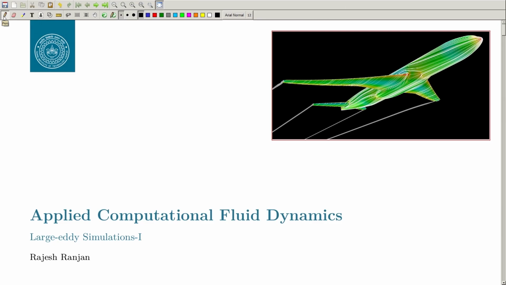Hello everyone, welcome back. In the last class we discussed different solution models like RANS, LES and DNS, and what the grid size requirements are for these different solution models. We have already discussed RANS in great deal. Today we are going to discuss large eddy simulation, and we will take a couple of classes on this.